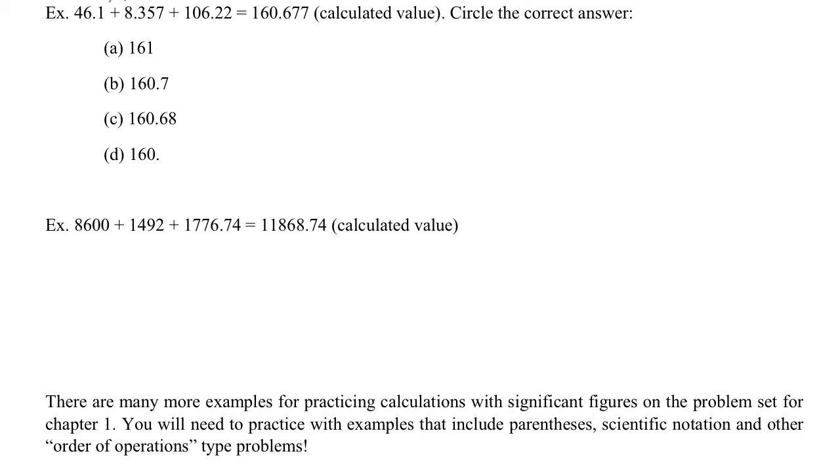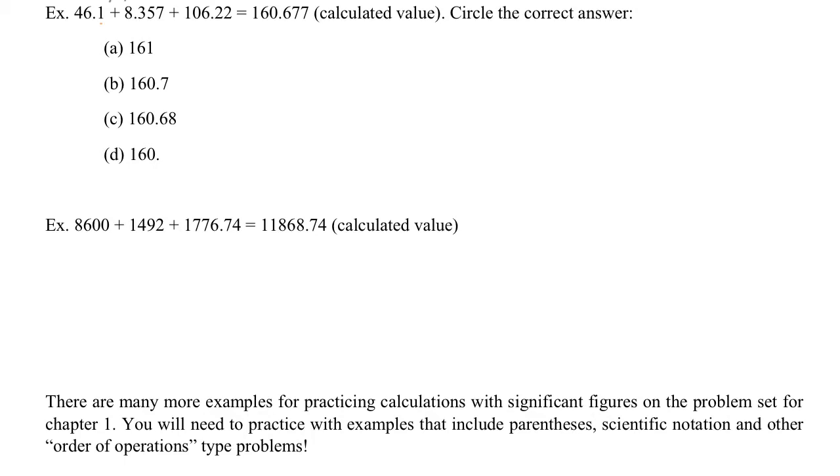Here we have 3 terms that we're adding together, 46.1, 8.357, and 106.22. We're being asked to circle the correct answer after rounding. So see if you can apply the least places rule for addition operations and get the correct answer. When you unpause the video, I'll show you what it is.